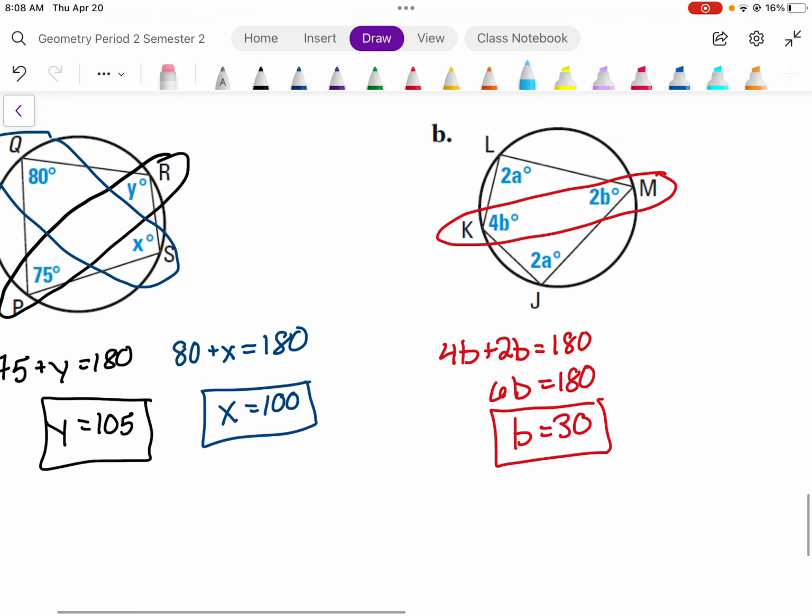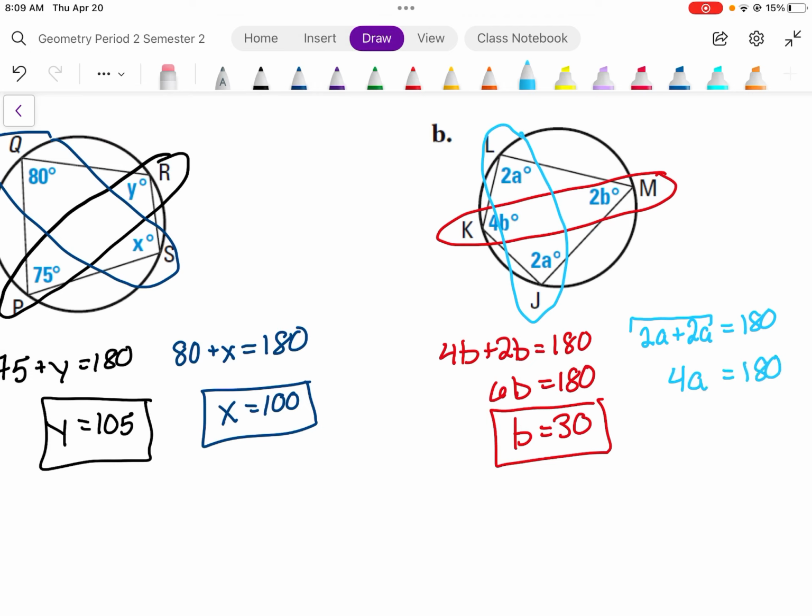If you look at the last two angles, these two are the same thing, and that's okay. That will happen sometimes. So we're going to have 2a plus 2a equals 180. And you want to make sure you're being careful that you're adding these together, not multiplying. So 2a plus 2a is going to be 4a. And then we would need to divide by 4 on both sides. And that's going to give us our answer of 45.